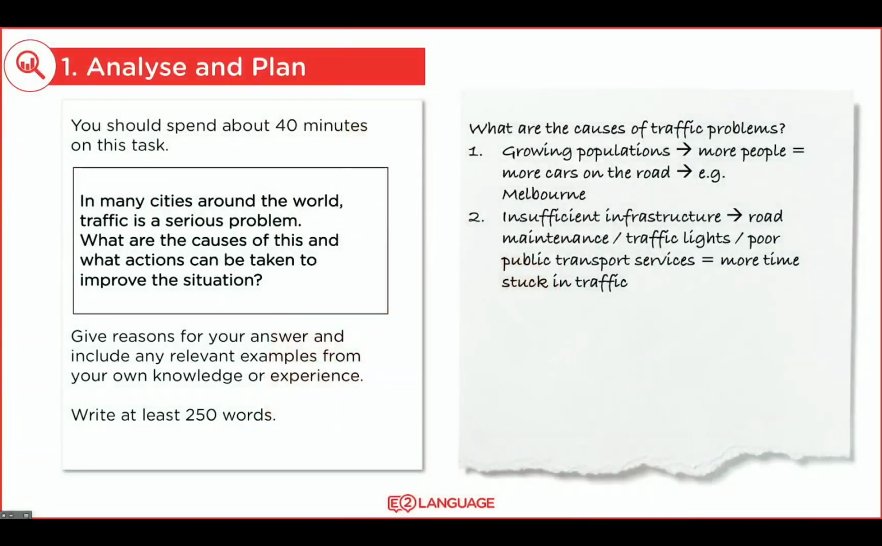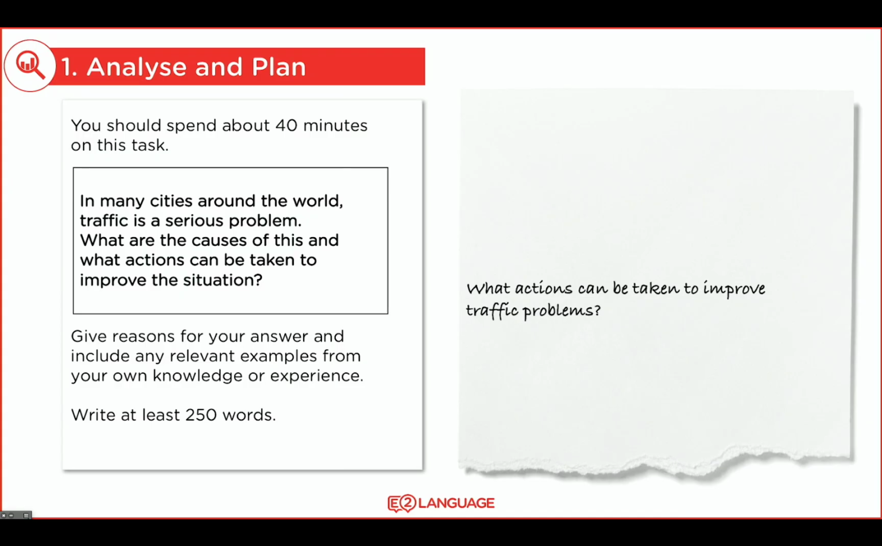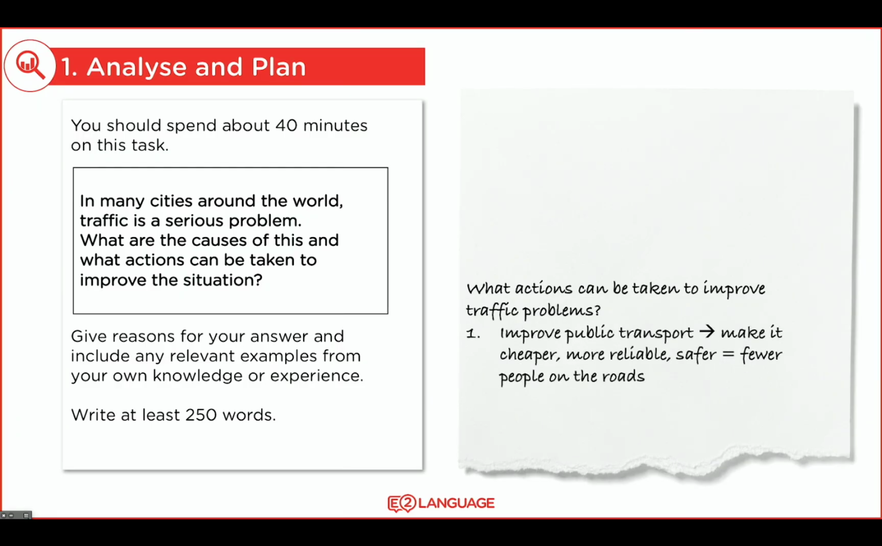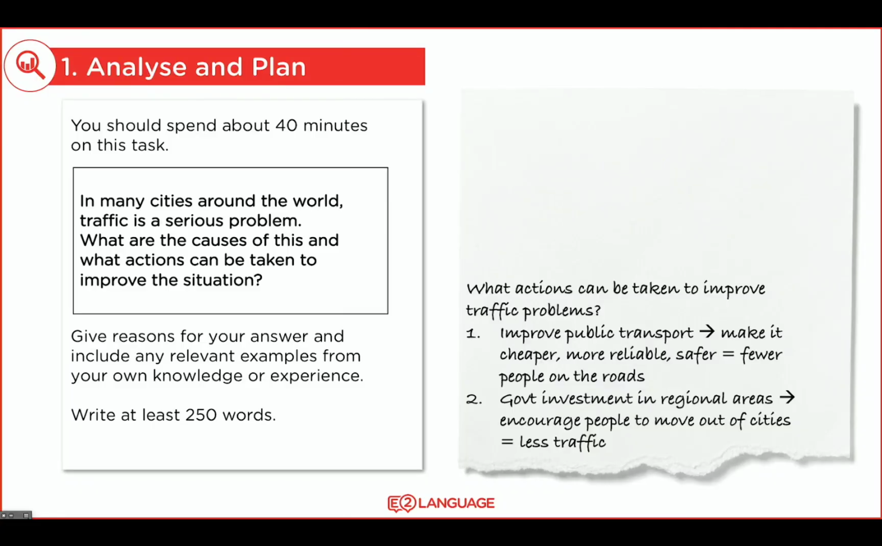Of course, the question asked you, what are the causes, plural, more than one? So you do at least need to supply 2 causes. So what actions can be taken to improve traffic problems? Well, you could improve public transport. You could make it cheaper, more reliable and safer. This would put fewer people on the roads. And another way would be if the government invested in regional areas. This would encourage people to move out of cities, and this would, of course, result in less traffic.